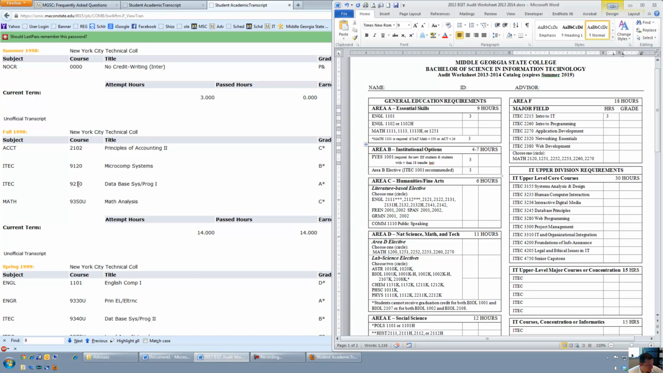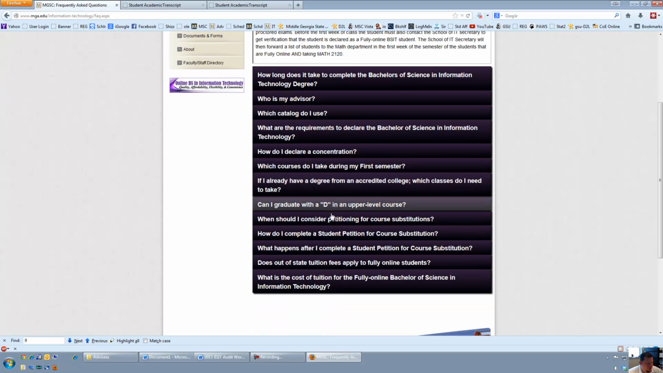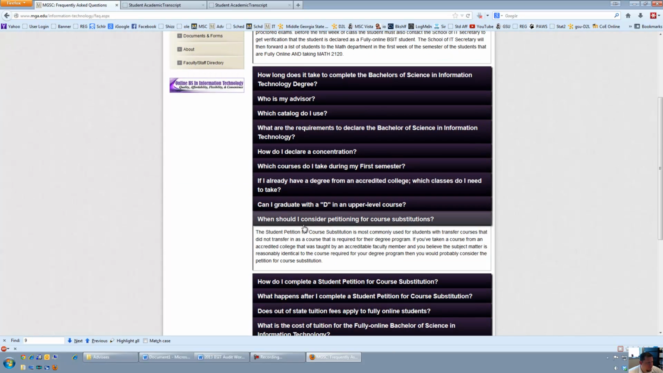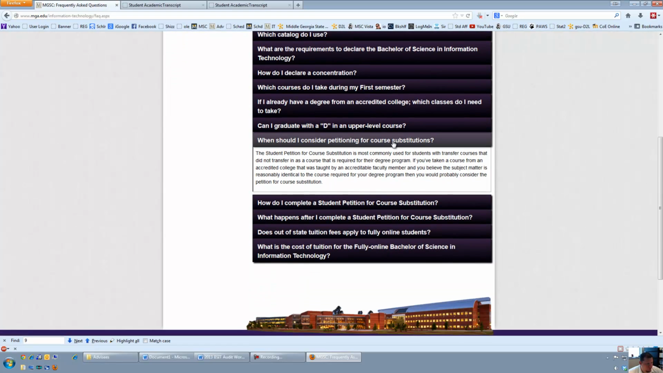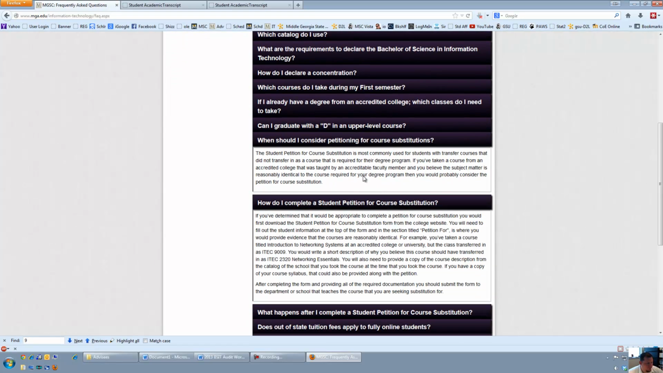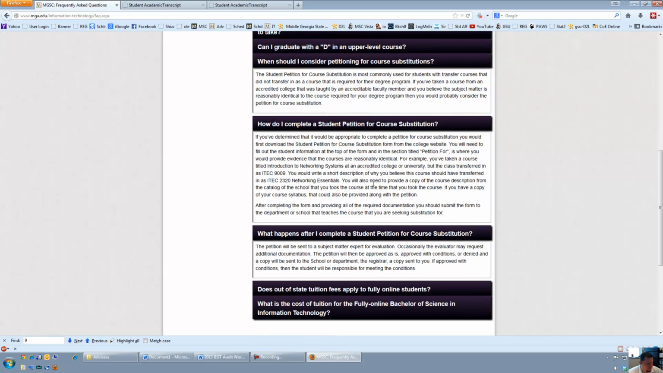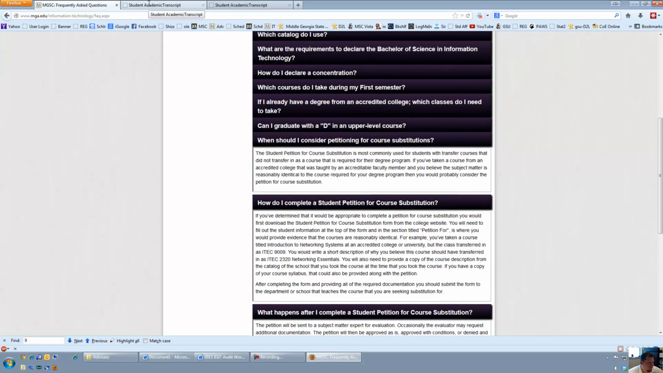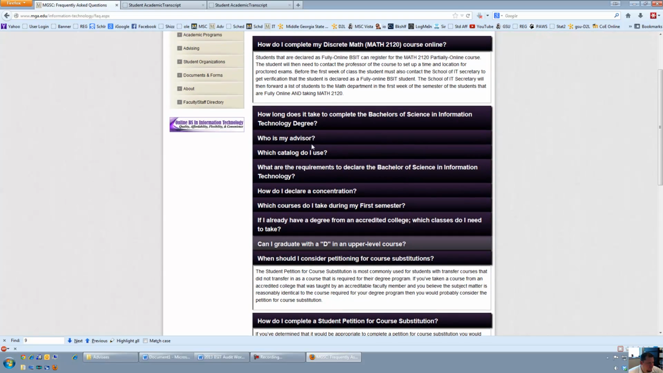So in this course we can look at the name of the course. It's Database System Programming. If I were going to encourage a student to petition for that, I would encourage them to say that this course would be equivalent to database principles. What they would need to do is get the student petition form. Again, all that information is here on the advising webpage. When should a student petition for a course? How do they complete the petition? What happens after they submit the petition? So all that information is here on the advising webpage in the FAQ site.